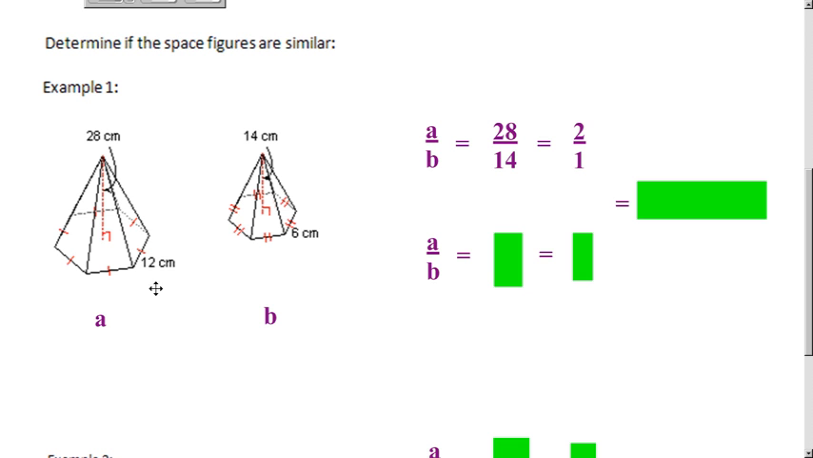You need to check all those sides to make sure that they're in proportion. So we'd also need to check 12 and 6, which would give me a ratio of 12/6, also reducing to 2/1. So as you notice here, the proportions are equivalent. Therefore, these two figures are similar.